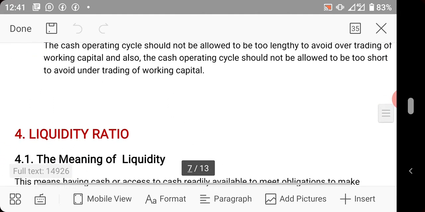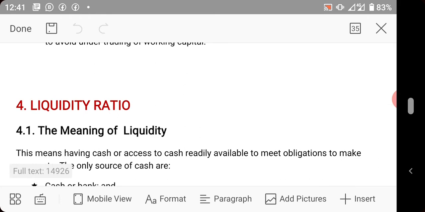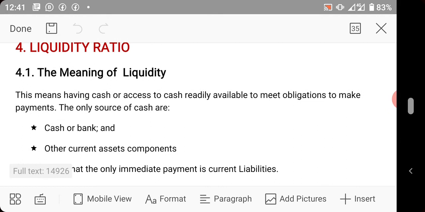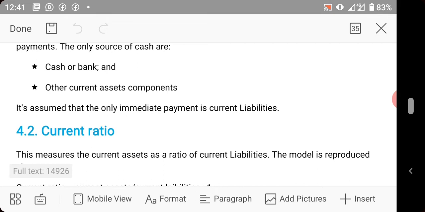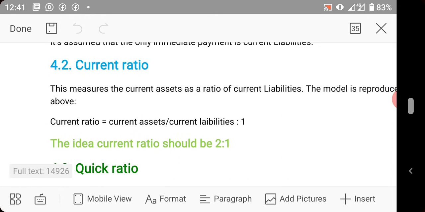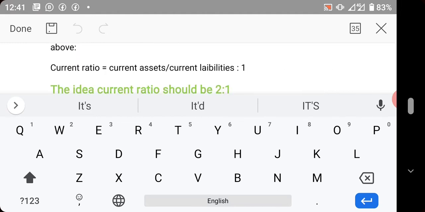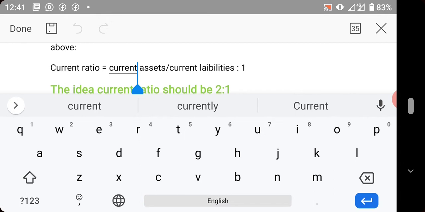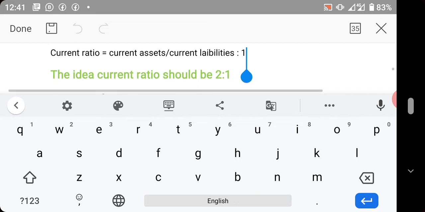To liquidity ratio. Liquidity measures the ability of a company to retire their obligations as they fall due. We have measurements of liquidity. The first one is current ratio. We are already used to this, I know. Current ratio, and the formula for current ratio is current assets divided by current liabilities is to 1. Hope you can see that. Good. And the ideal current ratio is 2:1.